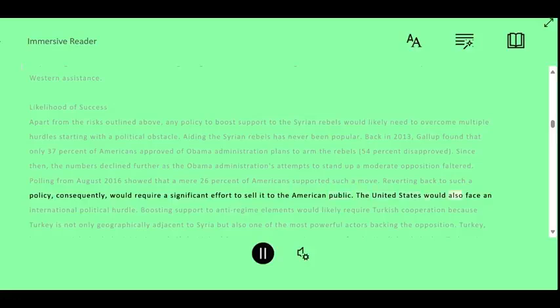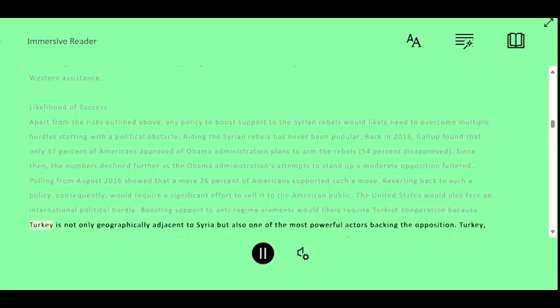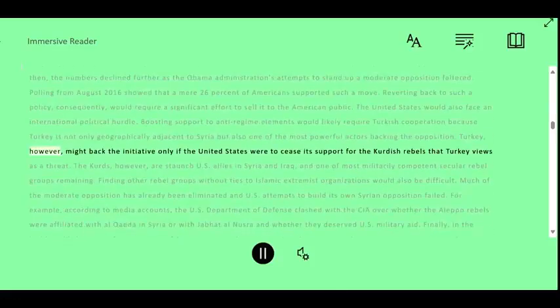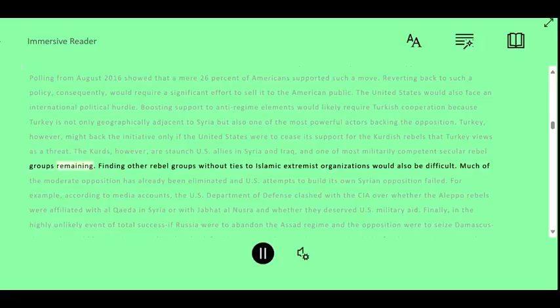The United States would also face an international political hurdle. Boosting support to anti-regime elements would likely require Turkish cooperation, because Turkey is not only geographically adjacent to Syria, but also one of the most powerful actors backing the opposition. Turkey, however, might back the initiative only if the United States were to cease its support for the Kurdish rebels that Turkey views as a threat. The Kurds, however, are staunch US allies in Syria and Iraq, and one of the most militarily competent secular rebel groups remaining. Finding other rebel groups without ties to Islamic extremist organizations would also be difficult.